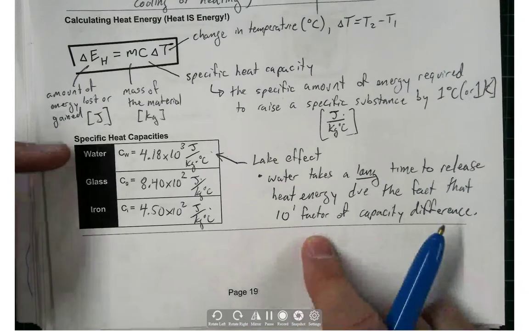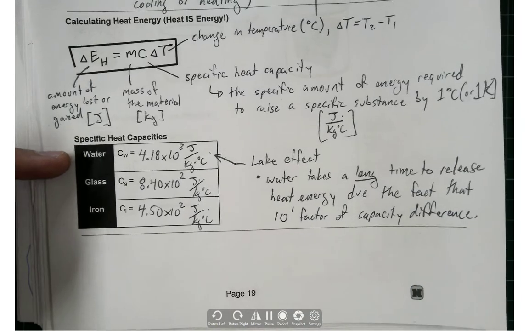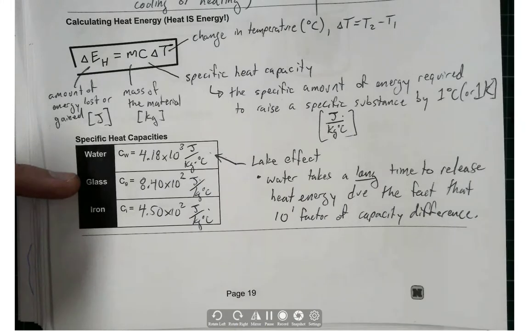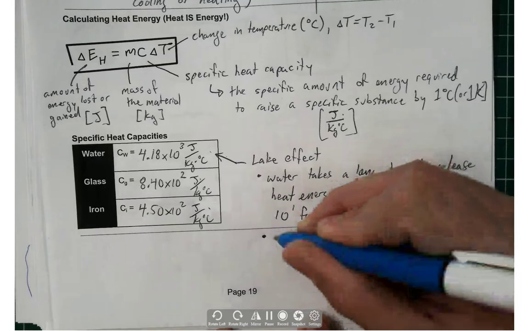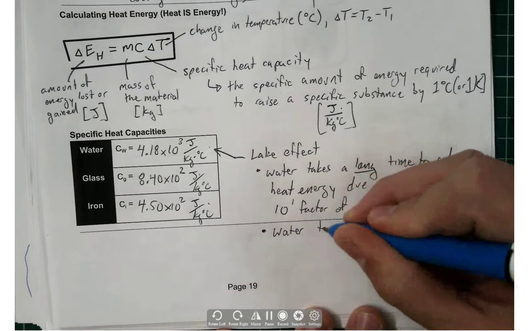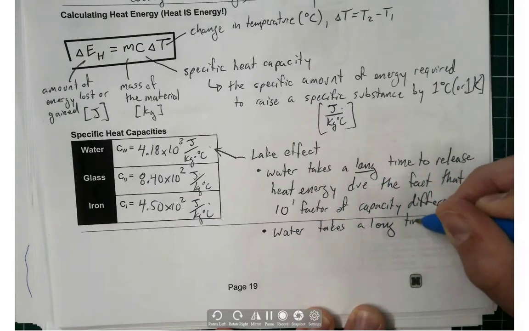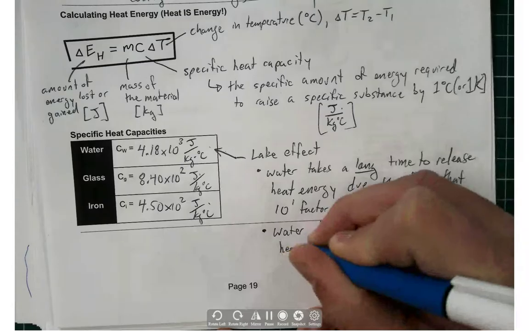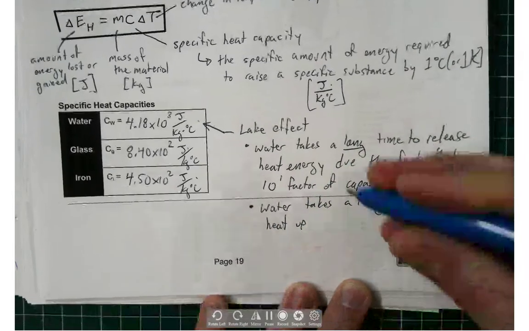The water, on the other hand, does not get up to temperature like that. It just doesn't. It takes 10 times more heat to raise the temperature of water. The sand, much like glass, heats up in a hurry. It doesn't take a lot. Water takes a long time to heat up. And therefore absorbs energy for a long period of time.